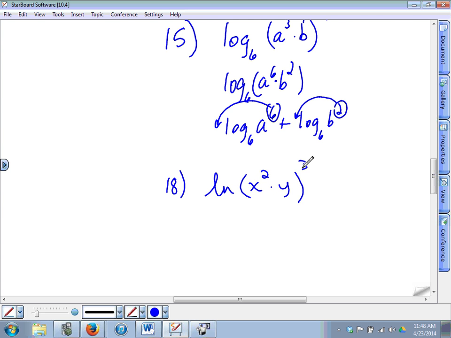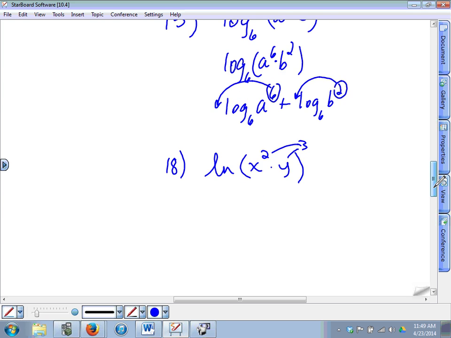So a lot of students have trouble with this right here. What is this? All it is is a regular logarithm with base b. This is no different than problem 15. You treat it the same way. So I would distribute the exponents, expand it, and then move the exponents down in front, just like you did on 15. Make sense?